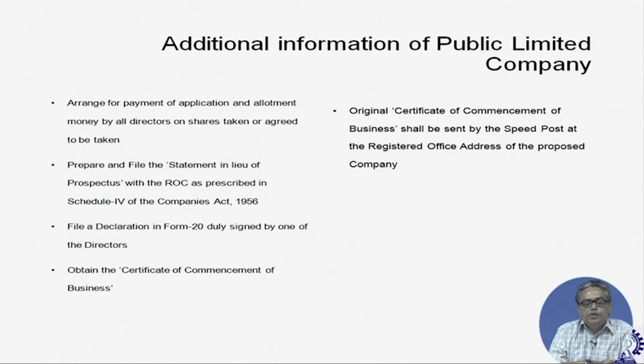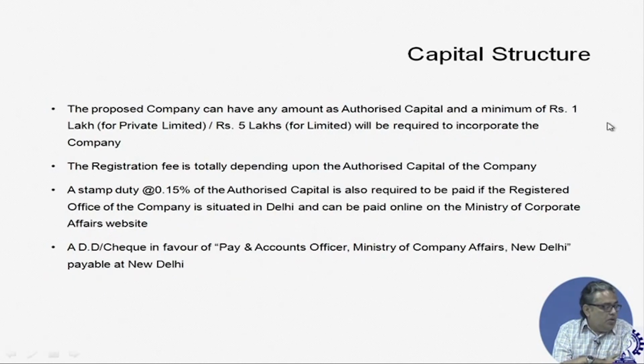Again, the commencement of business certificate will be sent to you by post itself. Now, in case of the capital structure, the proposed company's authorized capital is 1 lakh if it is a private limited company, and 5 lakhs in case of a public limited company. But again, there is an amendment in the present Act, and they have withdrawn the minimum amount of authorized capital, but I do not think that is yet notified. So, that is the reason I have given this old information, because accordingly the companies have been allowed to be registered.